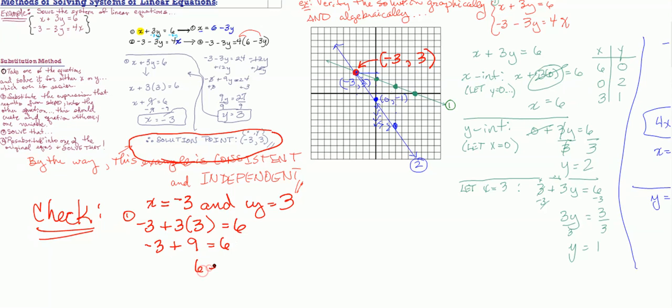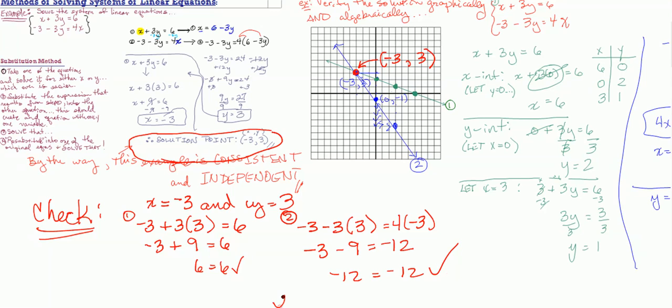So that's good for the first equation. It's very possible to have the solution for 1 and then the next one be false. If that happens, it means you got the wrong answer. So this check has to be okay for both, because it has to be a point on both of those lines, okay? So let's hurry up and get this one going and we'll be on our way. So negative 3 minus 3, y is 3, okay? It's equal to 4, and then negative 3 here. So negative 3 minus 9 is equal to negative 12, which is true. Negative 12 is equal to negative 12. They both check out, and so we're happy. Okay, we got the right answer.